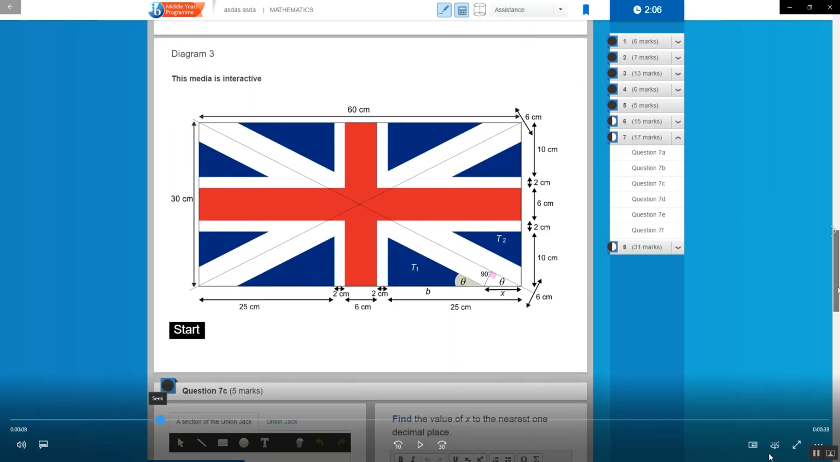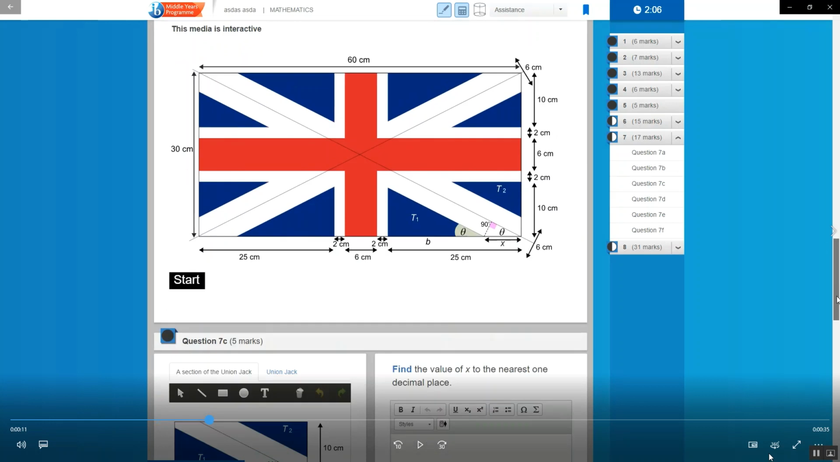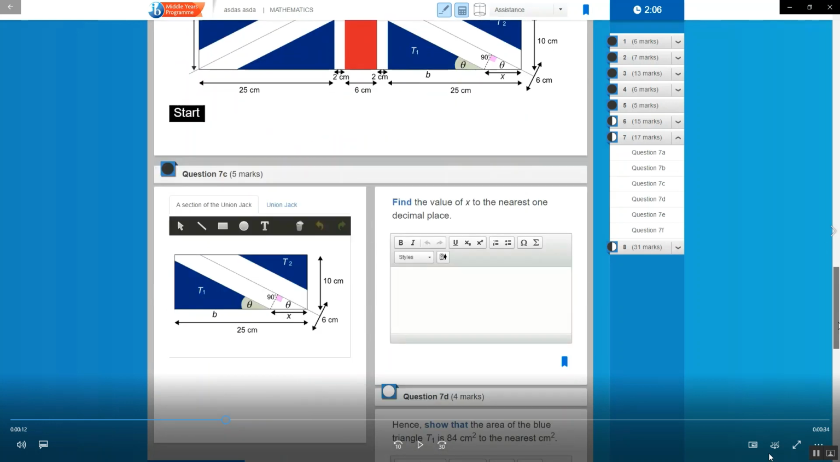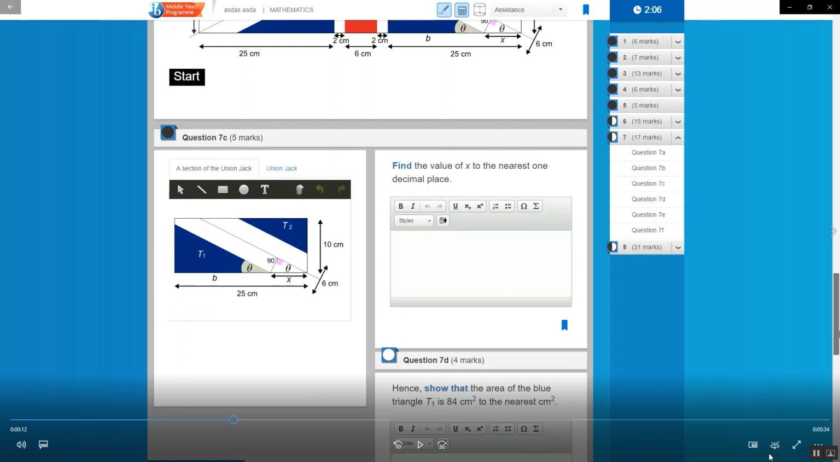Okay, on to the next one. So we are back to here again. What they've done is they've put the angle in, and they've made another little triangle, and they're calling this X. So let's see what it's asking. Then they have zoomed in on this part, which is shown down here. It doesn't look very nice, but remember, these questions often look worse than they are. So what you need to do is find the value of X to the nearest 1 decimal place.